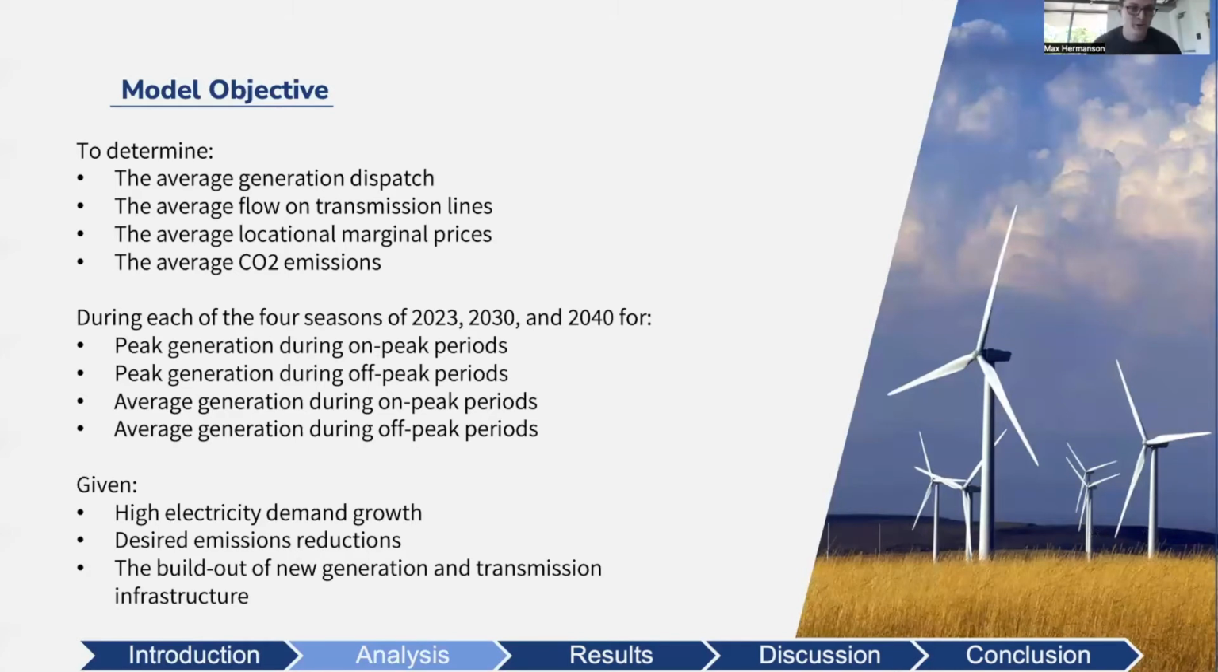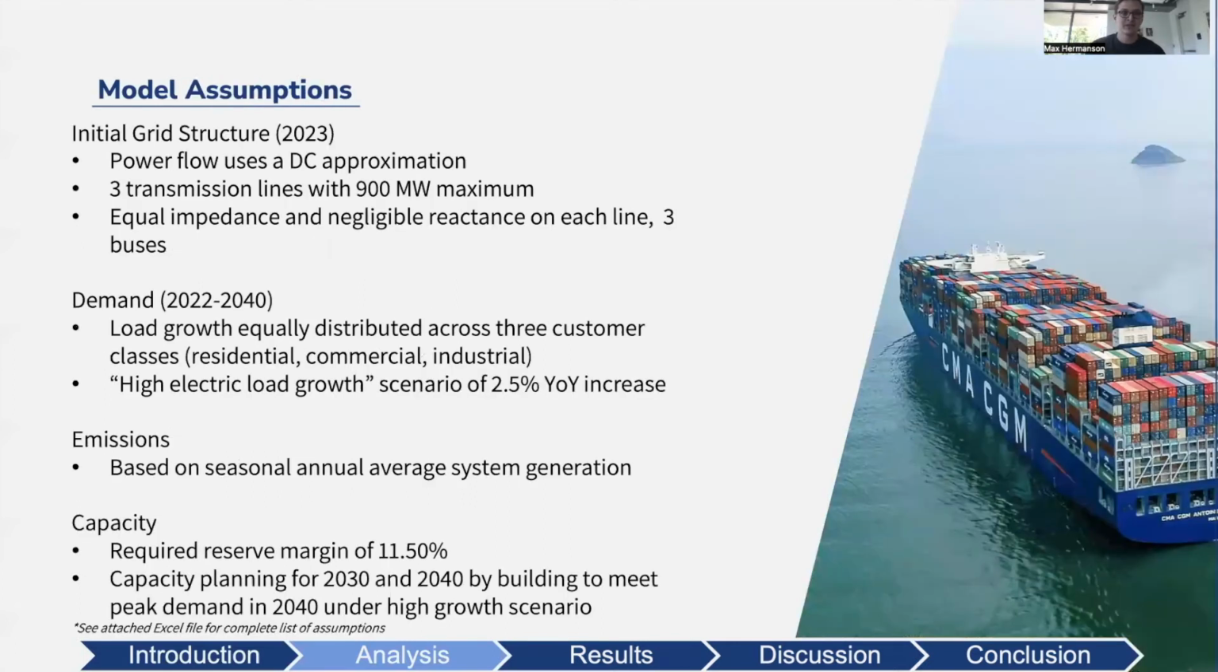Thank you, Jade. So our model objective is to determine the average generation dispatch, the average flow on transmission lines, the average locational marginal prices, and the average CO2 emissions for each of the 4 seasons during 2023, 2030, and 2040. And we'll be looking at the peak and average generation during both on-peak and off-peak periods. We'll run the model given the high electricity demand growth that Jade mentioned, our desired emissions reductions of 95% from the baseline of 2023, as well as the build out of new generation and transmission infrastructure that we have decided on.